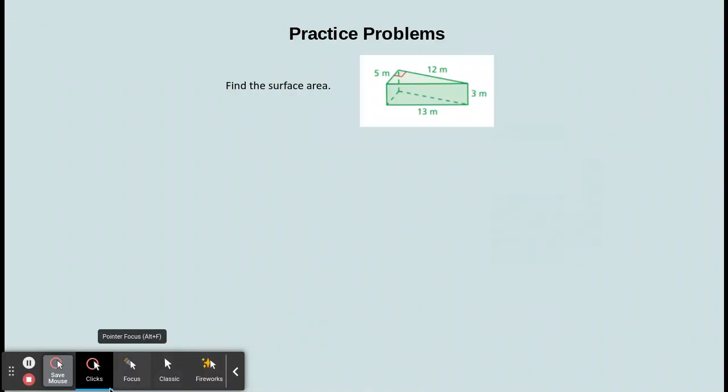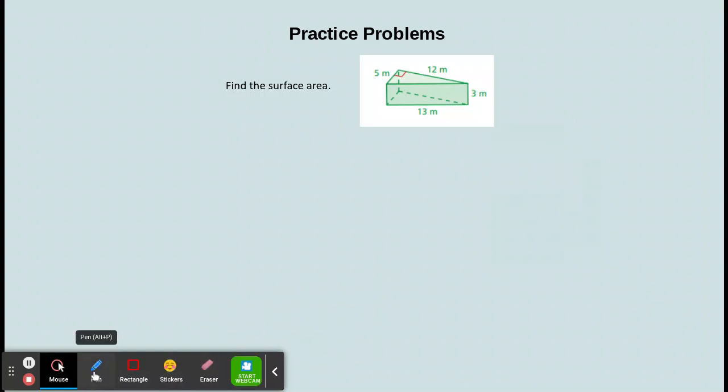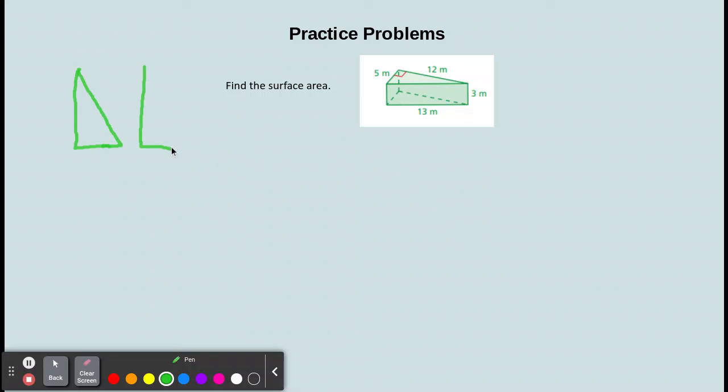Okay, in this practice problem, we have a triangular prism. And we need to find the surface area. This time we're not given a net, so you need to think about your base or bases. You have two of them, right? Okay, and it's telling you that the base is 5 and the height is 12. But remember you have two of them, so you find the area of this triangle and multiply it by 2, and that will give you the surface area of your bases.